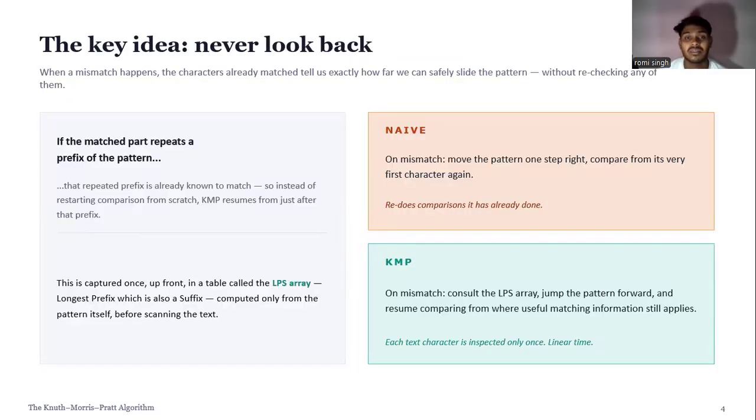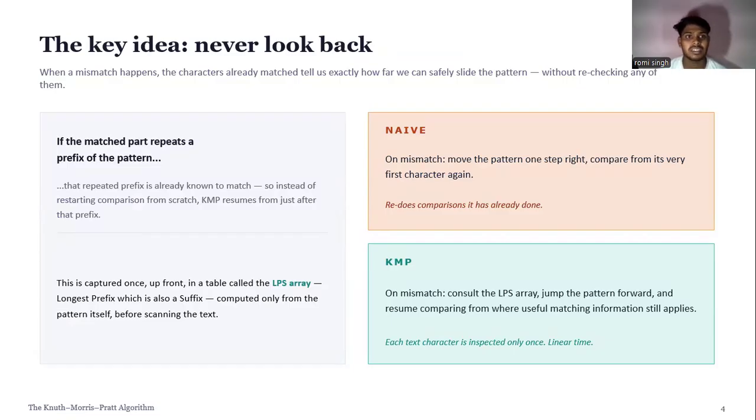The key idea is to never look back. Even when a mismatch happens, a character already matched tells us exactly how far we can safely slide the pattern without rechecking any of them. The main aim of this algorithm is not to do any backtracking. We want to move forward and we don't want to look backwards.